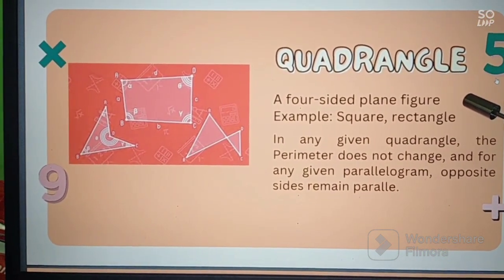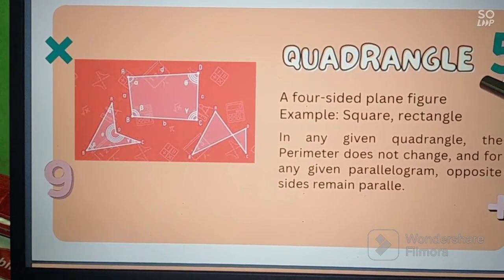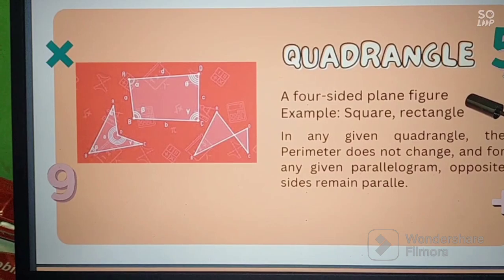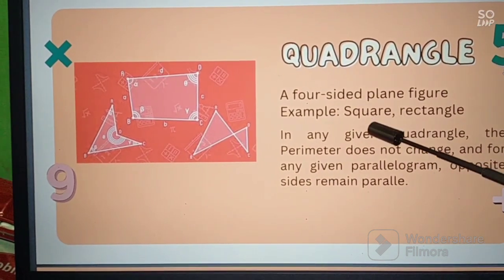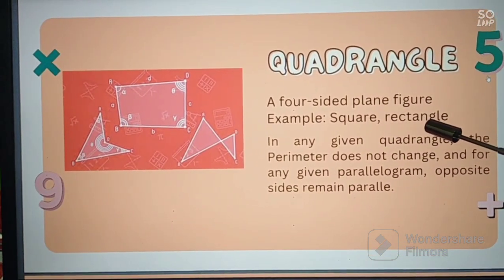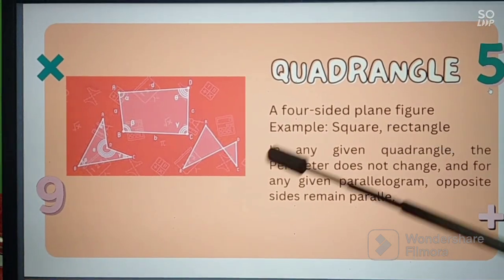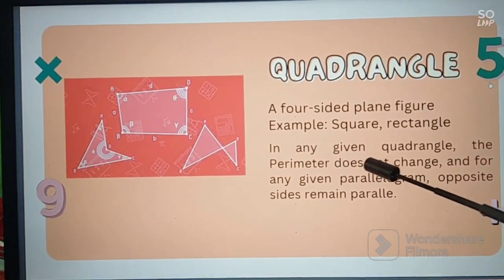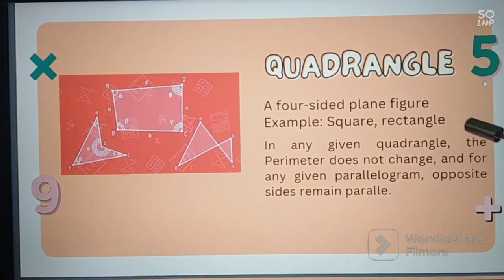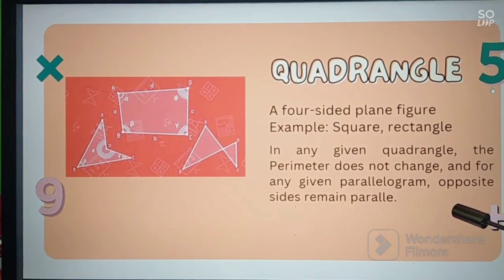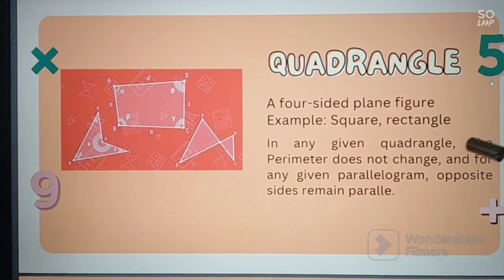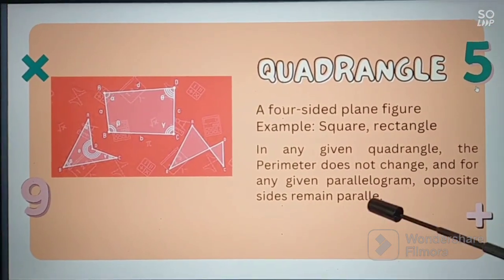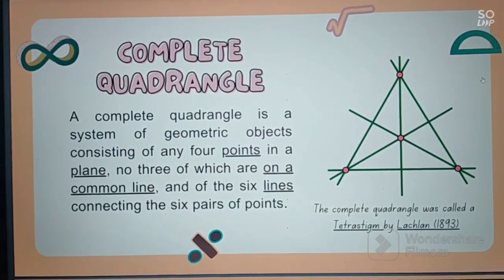So our topic is quadrangle. What is the basic definition of a quadrangle? It is a four-sided plane figure. So we have examples here. It can be a square, it can be a rectangle, or a polygon like here. And in any given quadrangle, the perimeter does not change. It is constant. And for any given parallelogram, opposite sides remain parallel.